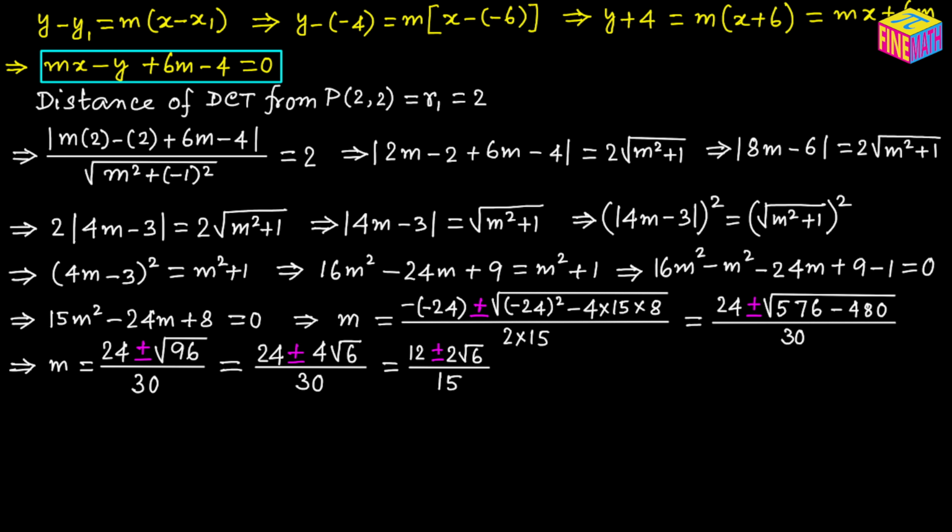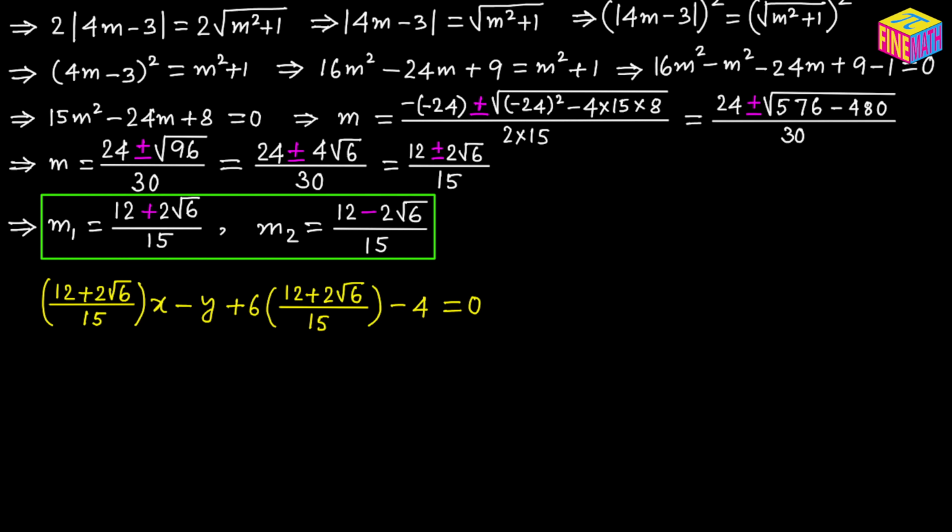12 plus or minus 2 times square root of 6 over 15. Let's take the plus sign for m sub 1, the first value of the slope of the direct common tangents. So m sub 1 is 12 plus 2 times square root of 6 over 15, and let's take m sub 2 as 12 minus 2 times square root of 6 over 15. So those are the slopes of the two direct common tangents. And now I'm going to use those values in the equation of the direct common tangents.